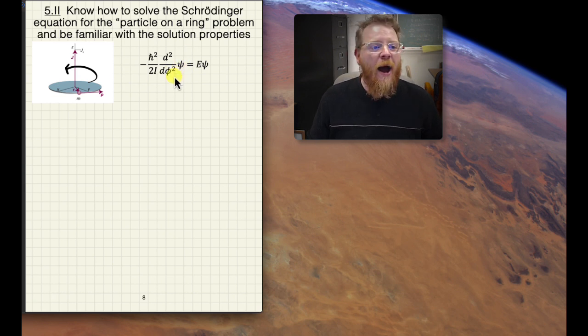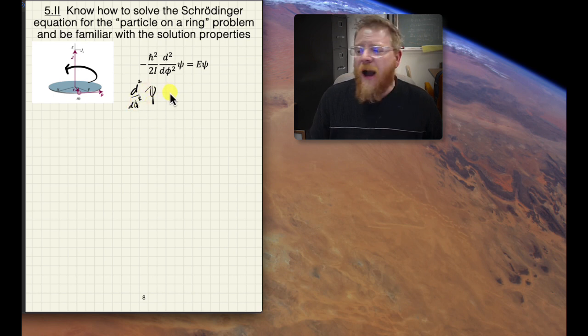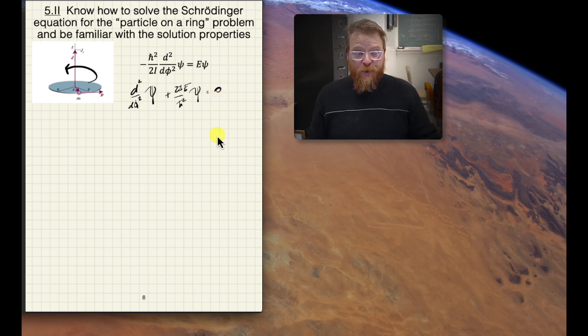Okay, so we can now set this up in our nominal ansatz method. So let's go for it. I'm going to rearrange the equation and push all the constants through so I can get into the standard reduced form. So that's going to look something like this. Second derivative in phi. And now that's going to go plus 2IE over h bar squared times psi equals 0.